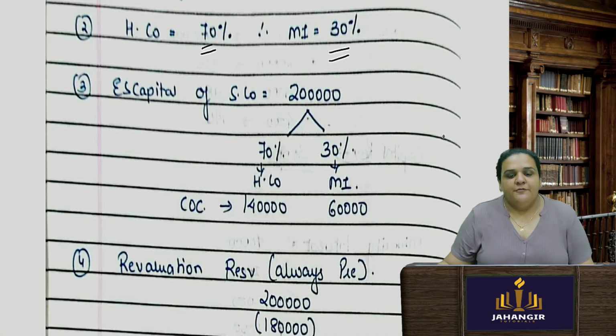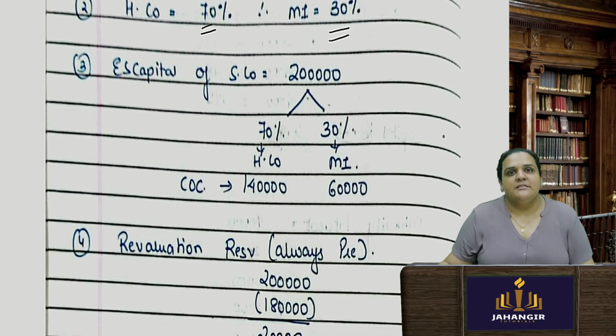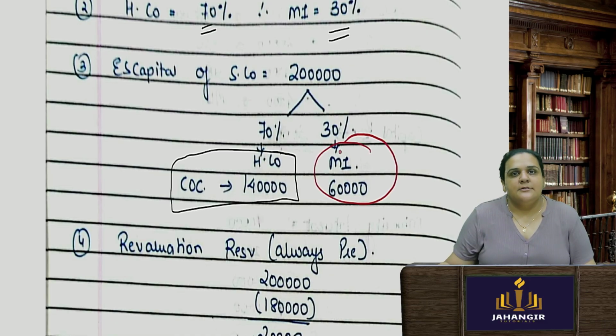So first, starting with equity share capital of S Limited. It is 2 lakhs. Subsidiary company 2 lakhs, 70%, 30%. So in the holding company's cost of control 1 lakh 40 will be going in order to calculate. And minority interest balance 30% will be 60,000, which is 2 lakhs into 30%.